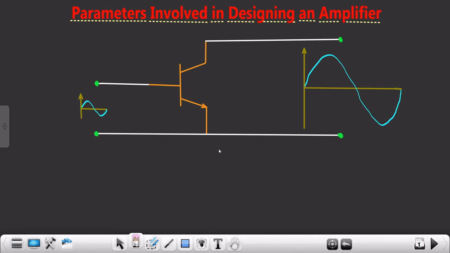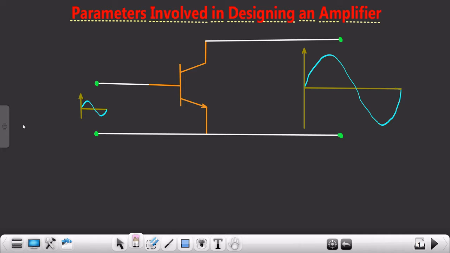Welcome to the new video of the course. In this video we are going to see the different parameters involved while designing any amplifier. From the previous video we had started the amplifier section, that is how a BJT can be used as an amplifier. So we'll jump straight to the point: what parameters play a crucial role in designing an amplifier.